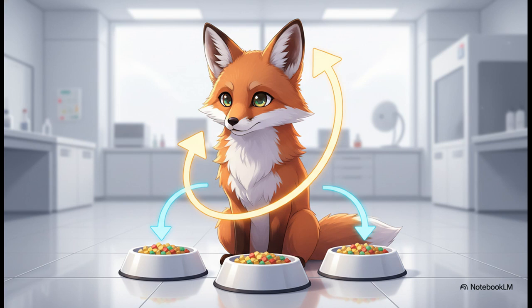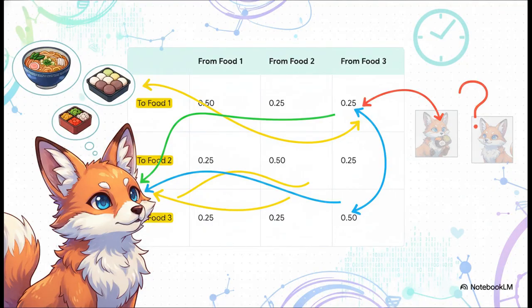This time, we've got a lab animal with 3 different food choices. And this animal seems to be a creature of habit. There's a 50% chance it'll stick with the same food it ate yesterday. But if it does decide to switch, it splits its choice evenly between the other 2 options. So here's the 3x3 stochastic matrix that models this behavior. You can see those 0.50 probabilities running right down the diagonal. That's the chance of staying with the same food.